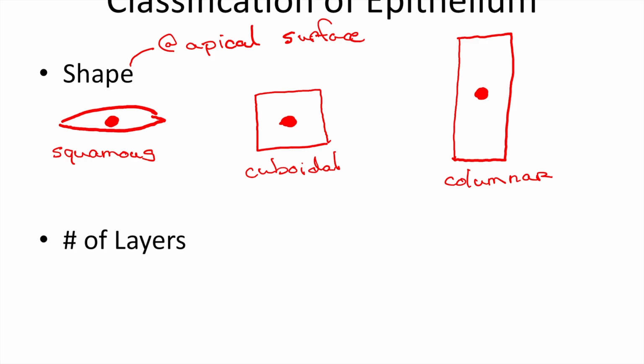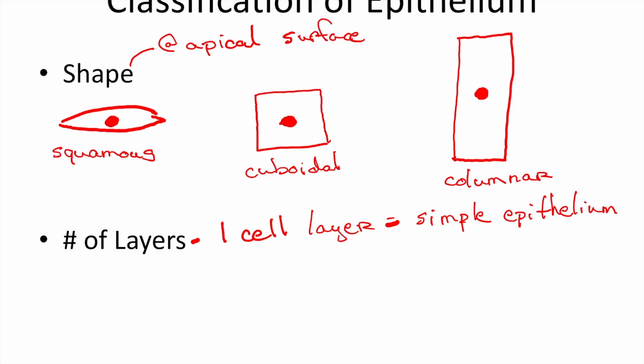The other characteristic that we use to name epithelium is the number of layers. If it's only one cell layer thick, it's simple epithelium. If it's more than one cell layer thick, then it's stratified epithelium.